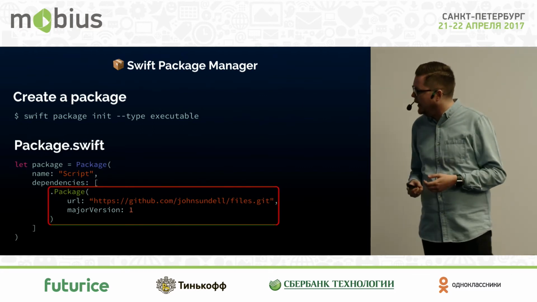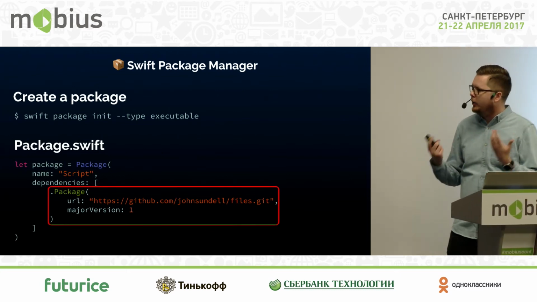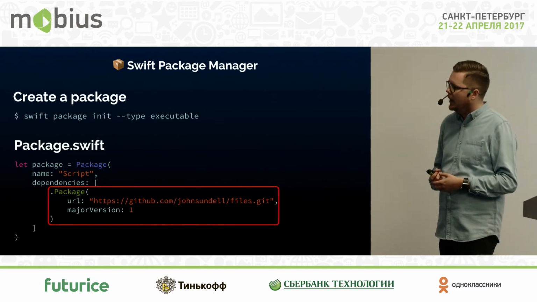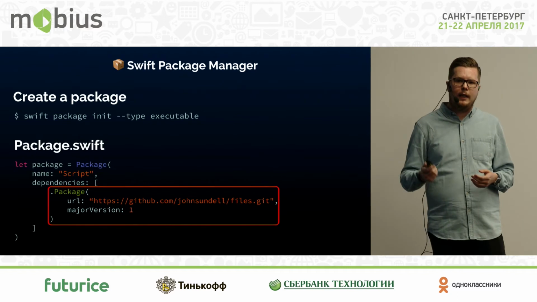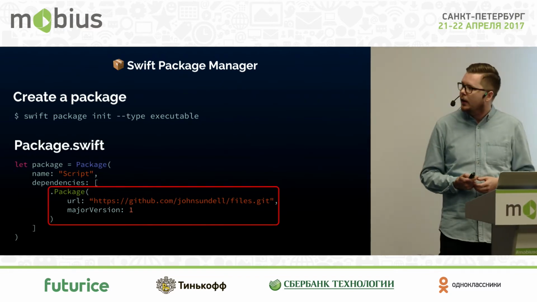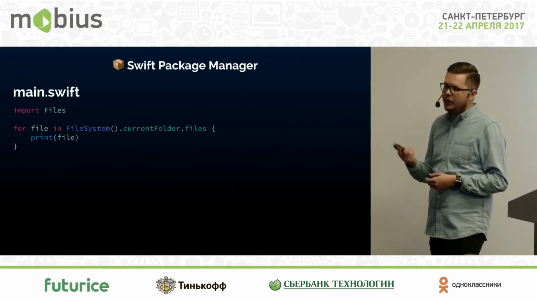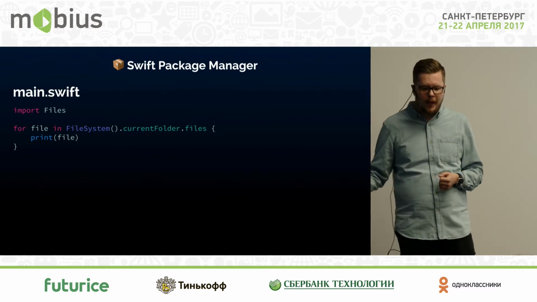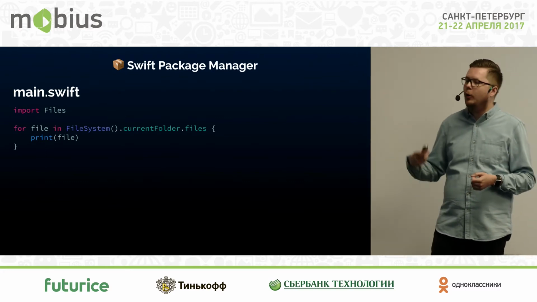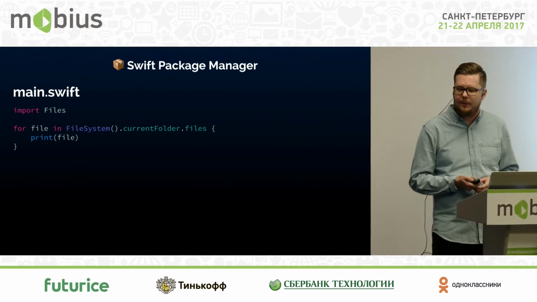In this file, I'm adding a dependency on Files, which is a library for easily handling files and folders in Swift. That way, we're going to get the dependency linked to our script, and we can just use that, which is really great. So I mentioned that you get this main.swift file, and in here, we can just write our code. We can just import Files, and in this case, I'm just going to iterate over all the files in the current folder and print them. So it's a very, very simple script.